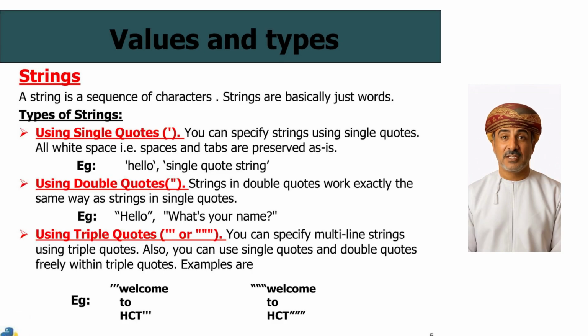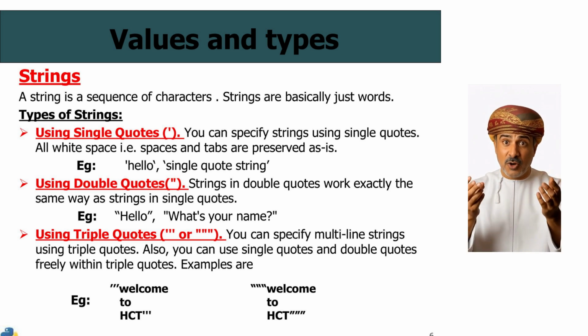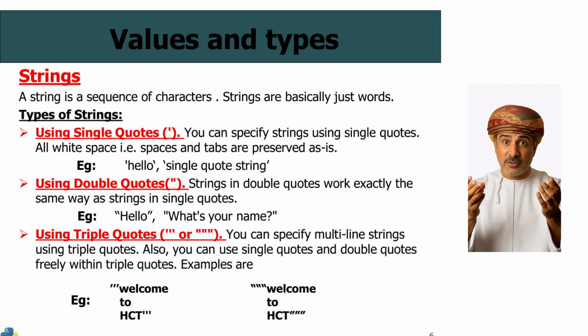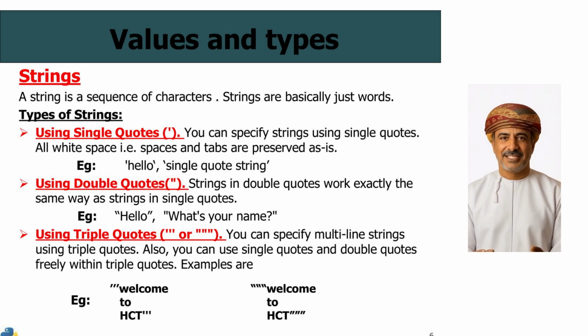Strings are sequences of characters, essentially words. They can be defined using single quotes, double quotes, or triple quotes. Single and double quotes preserve spaces and tabs, while triple quotes allow multi-line strings and free use of single and double quotes. Examples include "hello", "what's your name", and "welcome to HCT".